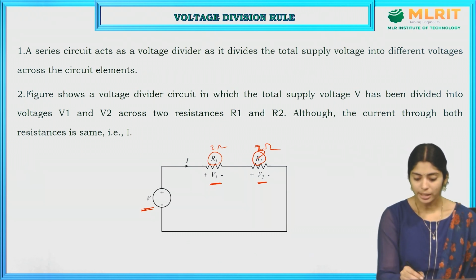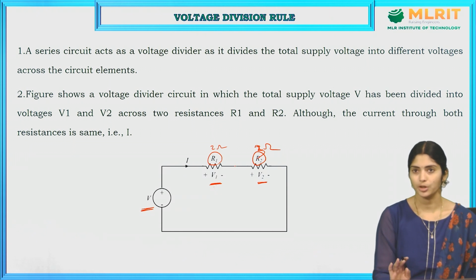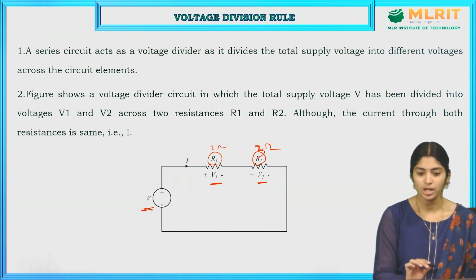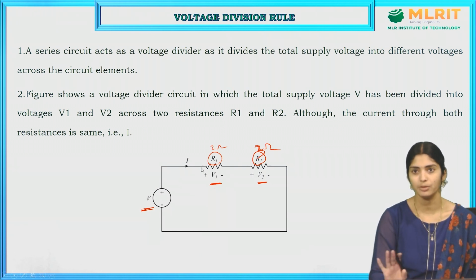But the total current will be the same throughout the circuit, because whenever resistors are connected in series, the voltage varies, but the current will be the same throughout the circuit. If I give a voltage V, then according to this V, a certain current will flow into the circuit. This current will be the same throughout the circuit, irrespective of the voltages.